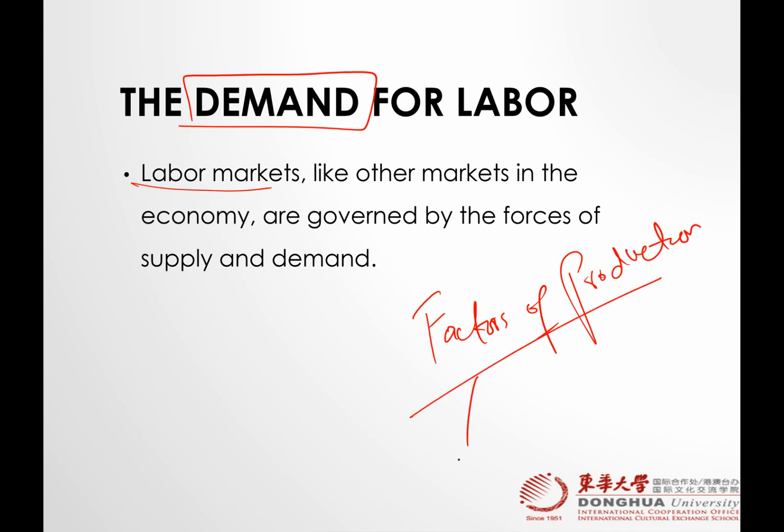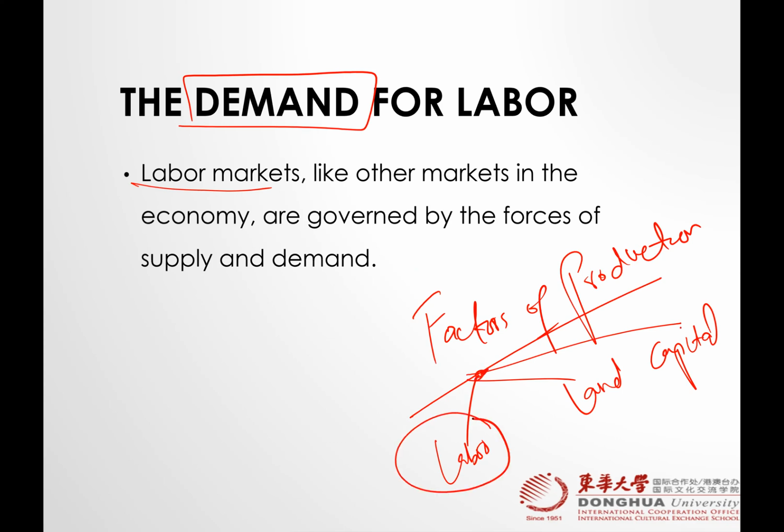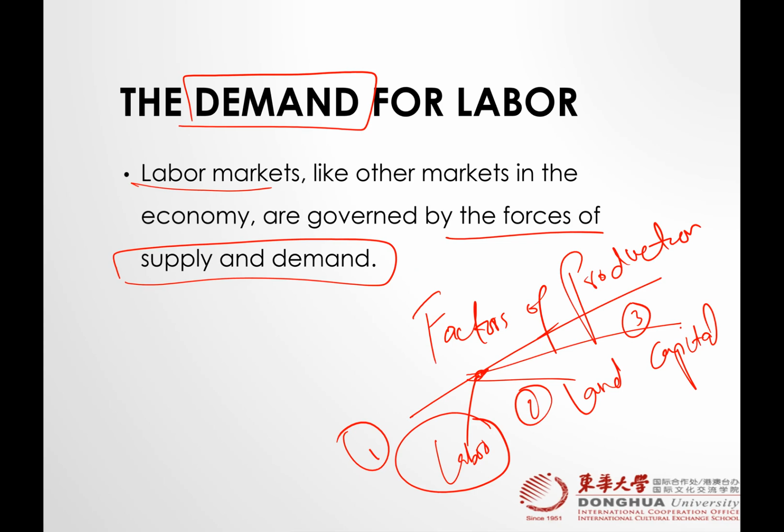So labor, land, capital. So we are now discussing what is the demand for the first factor of production, labor, and then we'll talk about land, and then we talk about capital, right? So labor, like other markets in the economy, is governed by the forces of supply and demand. So let's talk about demand for labor first.